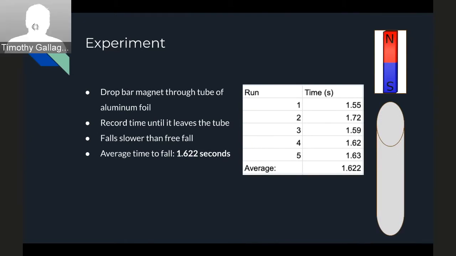Moving on to the experiment, after recording the properties and dropping the bar magnet through an aluminum foil tube 5 times, we can see the results in the table to the right. The average time it took for the bar magnet to leave the tube was 1.622 seconds during the 5 trials. We can note that the magnet fell slower than free fall due to interference from Faraday's law.